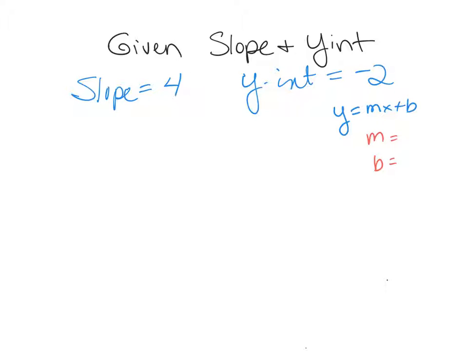Well, what is m? The slope. So they already gave me m. What is b? They already gave me that. So this is why it's stupid easy. You just put it in the equation. y equals 4x minus 2, and you are done.